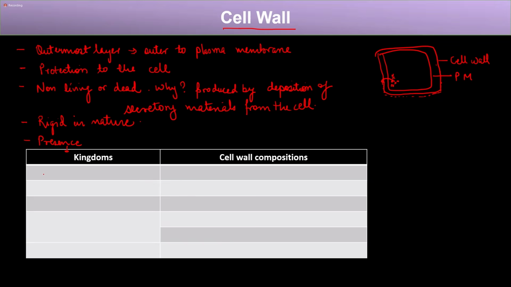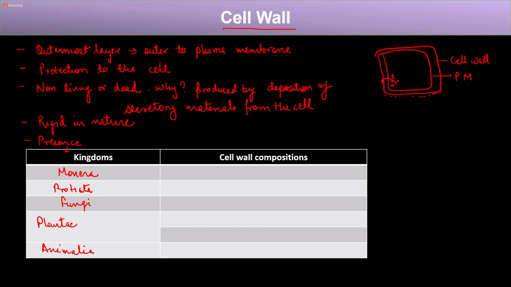So there are mainly 5 kingdoms. Sorry, the first one is Monera, right? Second one is Protista. Third is Fungi, and fourth is Plantae, and fifth is Animalia. Now we will see where these cell walls are present. Are they present everywhere or in all kinds of cells?